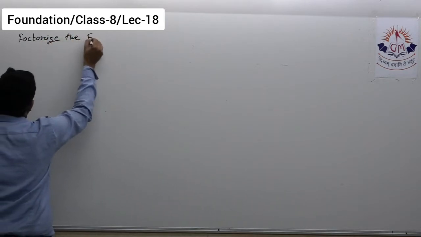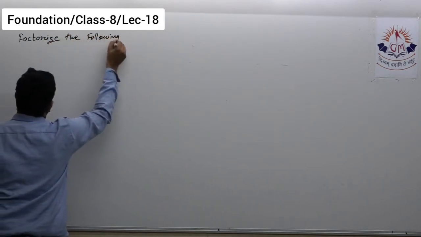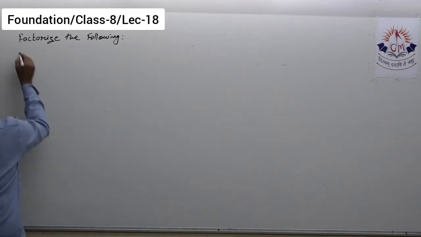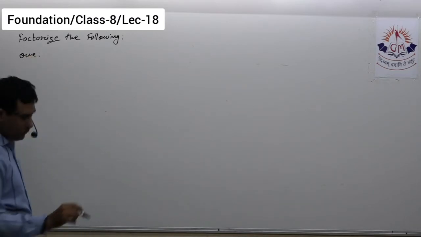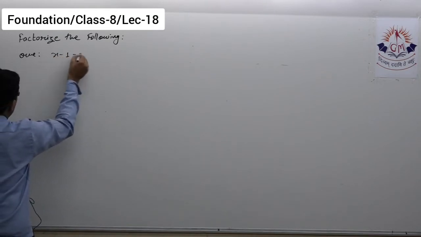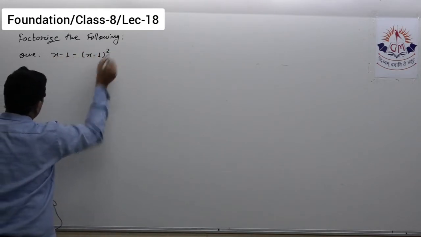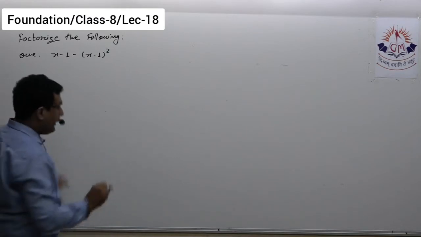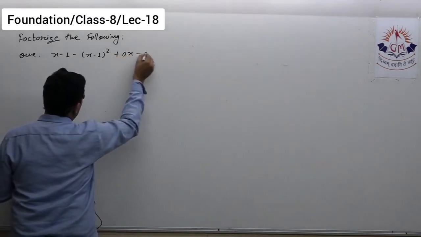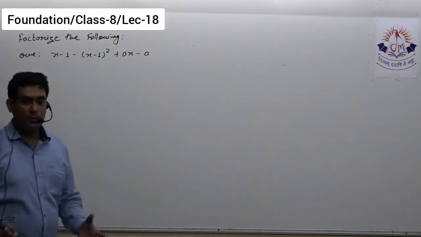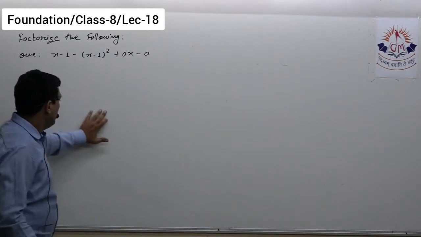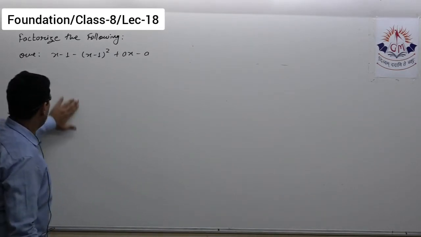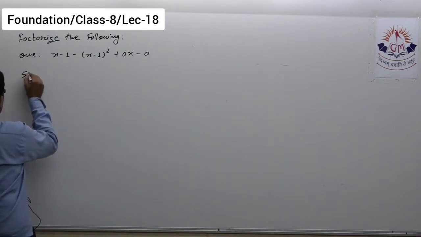Factorize the following. Okay, in this, the very first question is x minus 1 minus (x minus 1) whole square plus ax minus a. This is almost similar to grouping the terms, but slowly I will increase the level. So this is one of the, I can say, easiest questions. So let us see how to factorize this.